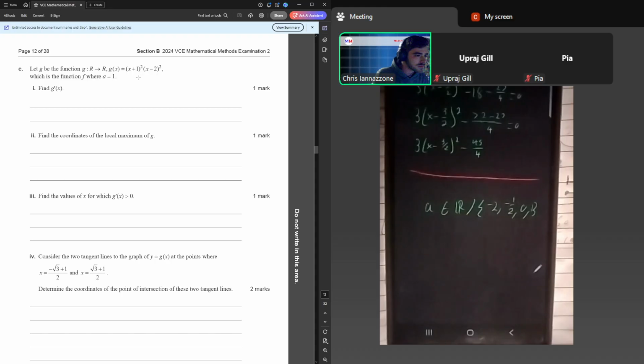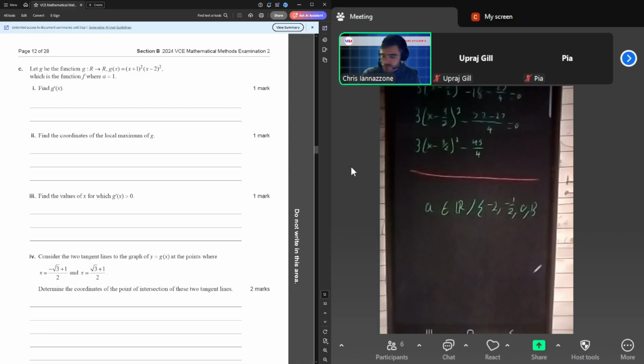G is a function. Perfect. There's a new function. Or more specifically, what happens when you get a equals 1. Find g dash of x. That'll be a fairly standard thing.